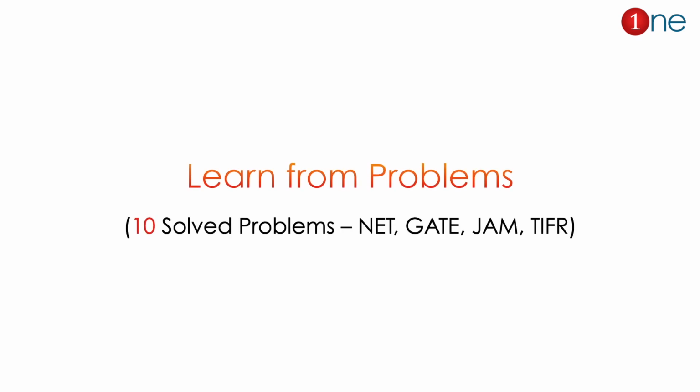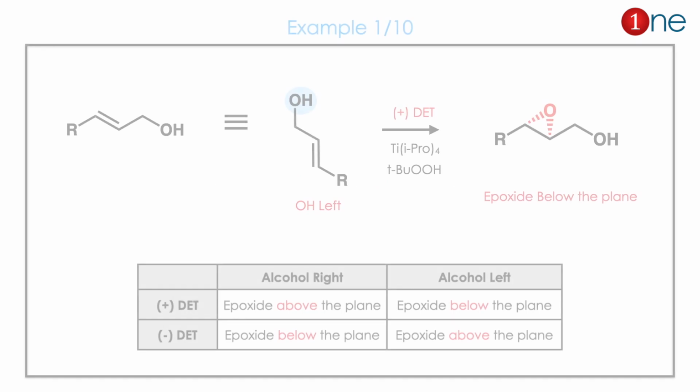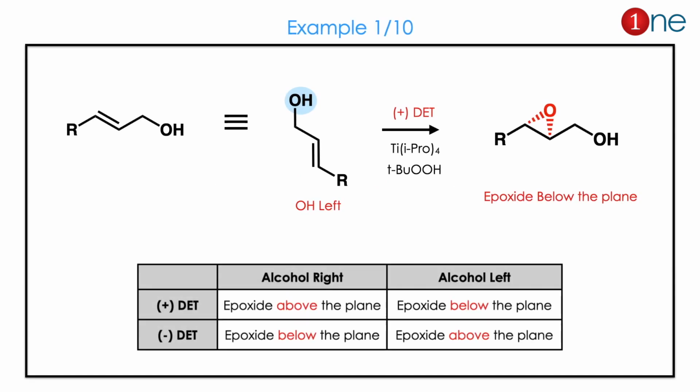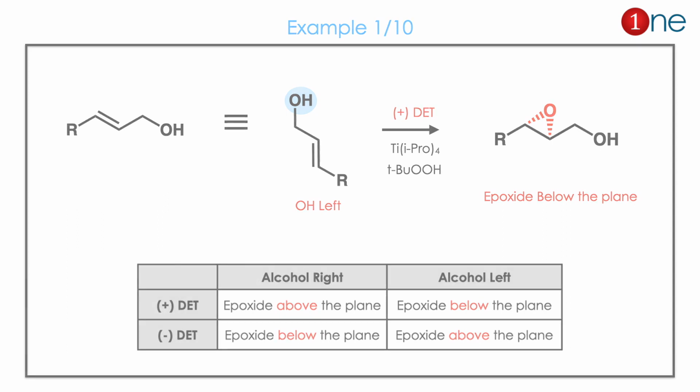Let us learn from the problems, because the problems help you to understand the reaction completely. It will give depth to your understanding. Let us see the first problem. Here they have given the allyl alcohol. As per our theory, you bring the OH left, and you have plus DET. OH left plus DET gives the below the plane epoxide. It is that easy. You have to remember the table.